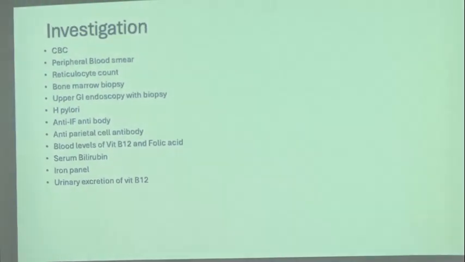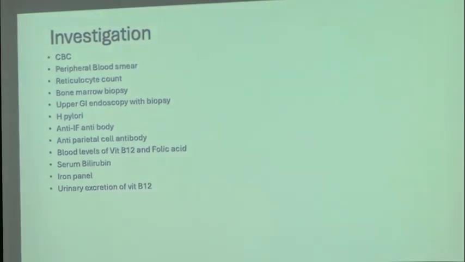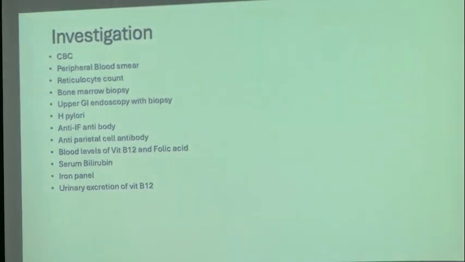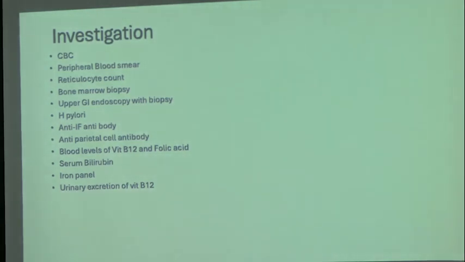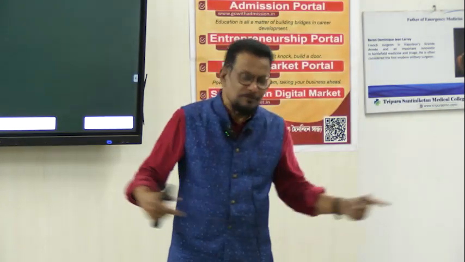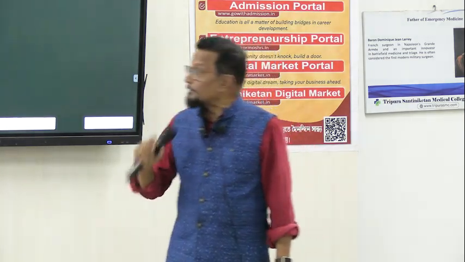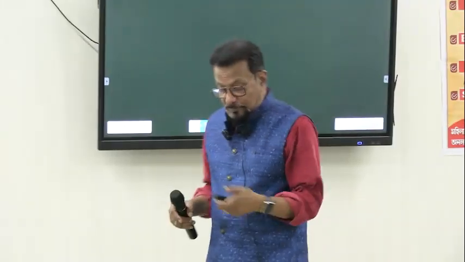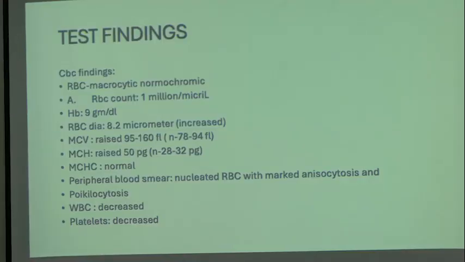Iron panel. The proteins carrying iron from the intestine to the liver, and from the liver to the bone marrow: whether those carrier proteins are available or not, and whether the amount of iron in the blood is present. So I assess this through the iron panel. If it is less, then I will suggest this is iron deficiency anemia. But there everything is okay, so there is no iron deficiency anemia. So it is not because of iron. Clear? So these are the investigations.